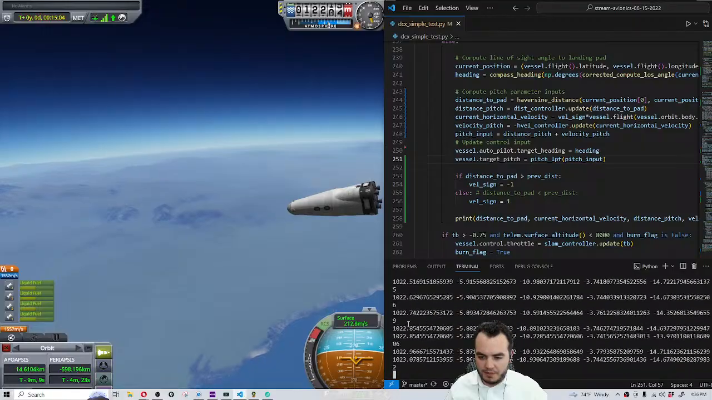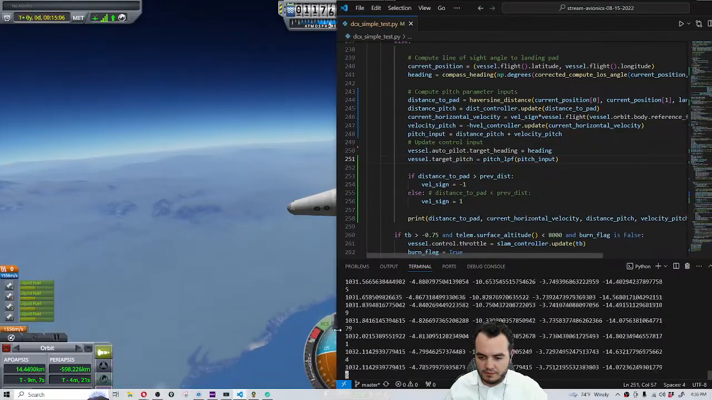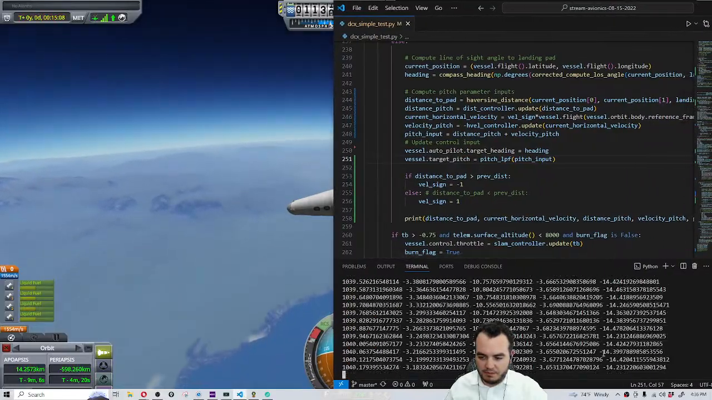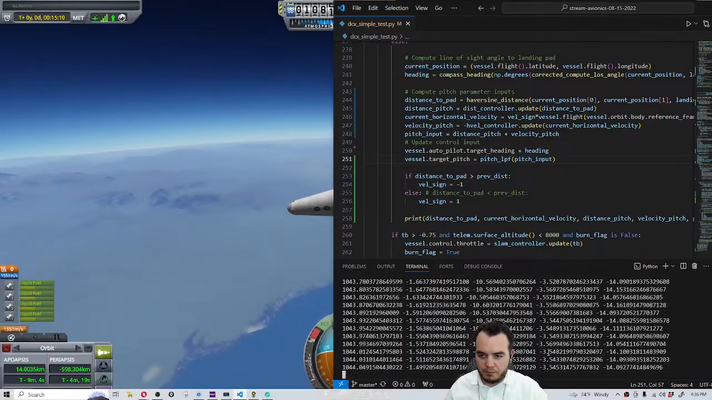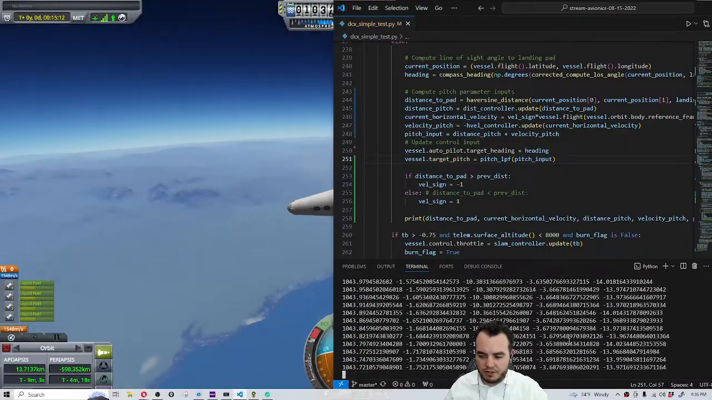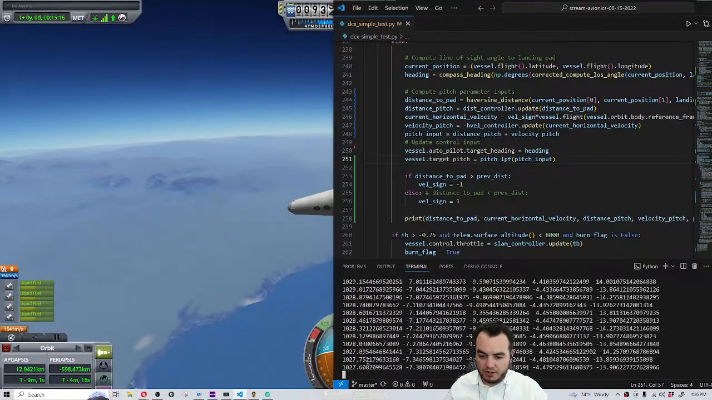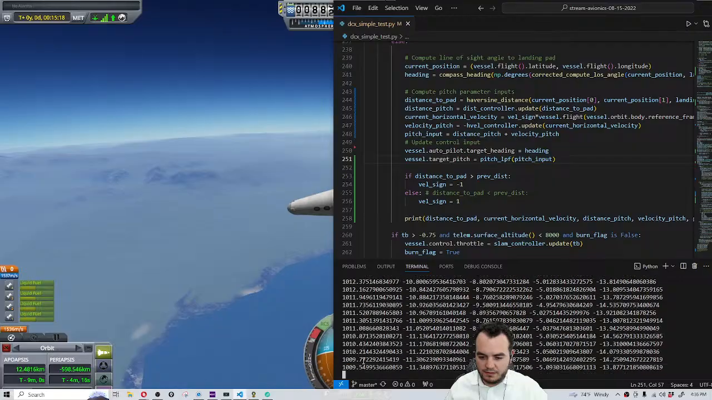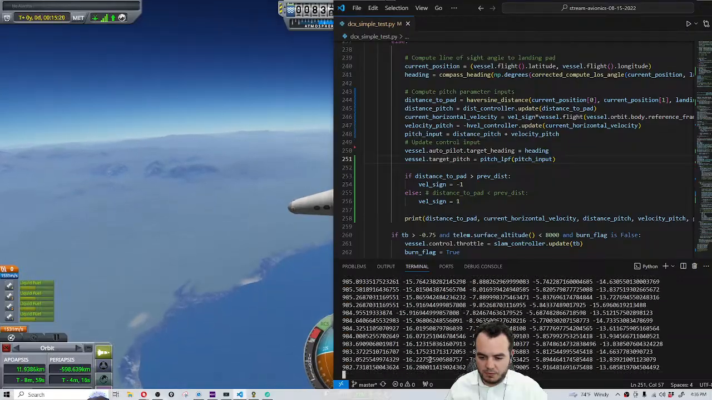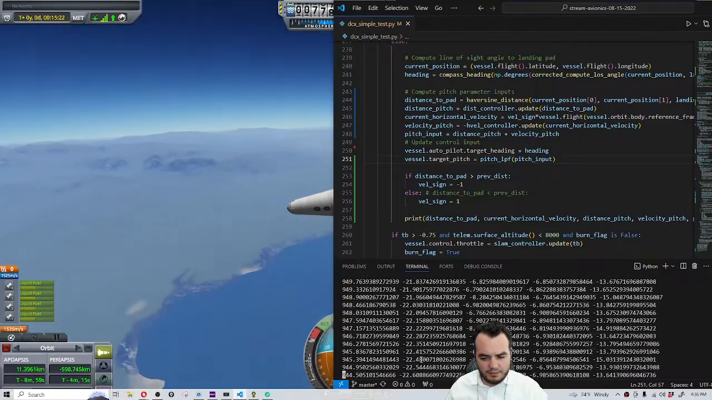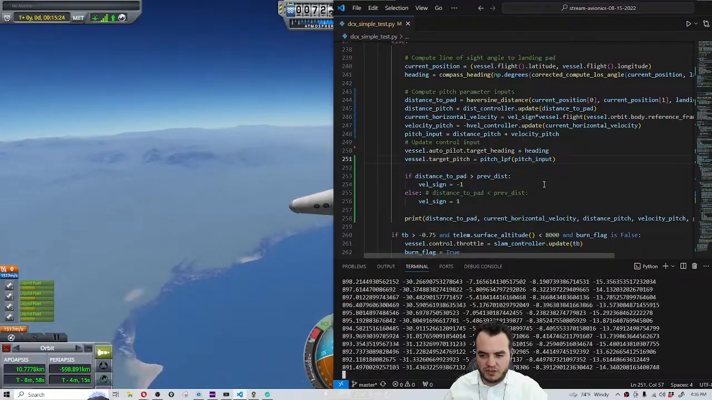We're now 1,000 meters away. Still commanding negative 14. We could actually probably improve or have a larger gain on our velocity PID. All right, we're starting to move towards it. But we're not getting a negative. We didn't switch the sign. Why?